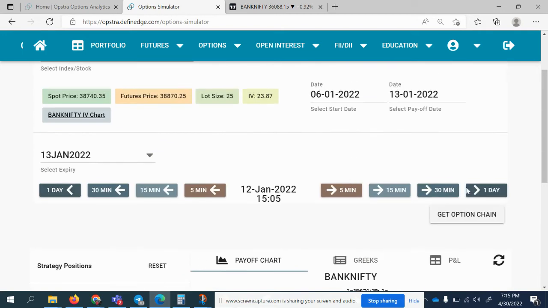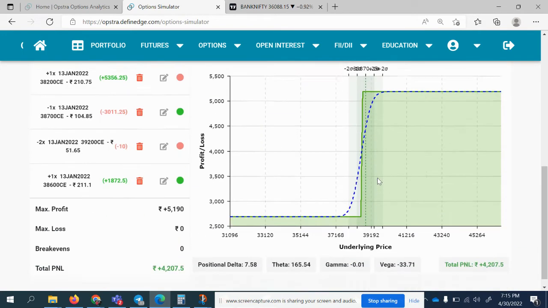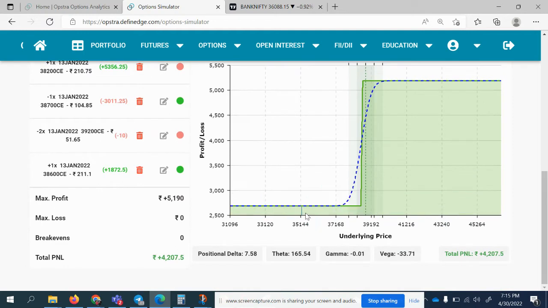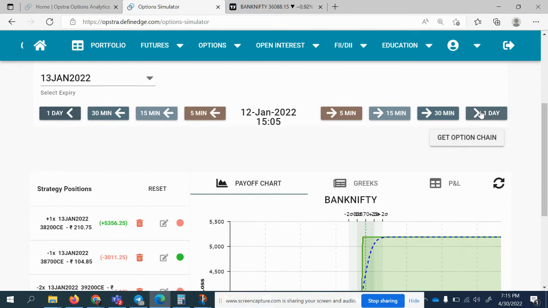But let's see what happens even if you go till the expiry, because anyways we have locked the profit. Minimum we'll get like 10 to 12% of the profit, but now you have at least like 17 to 18% of the profit. So let me take you to the next day.